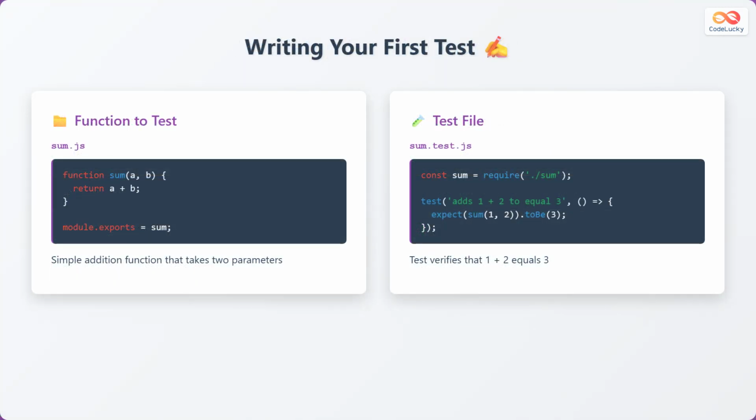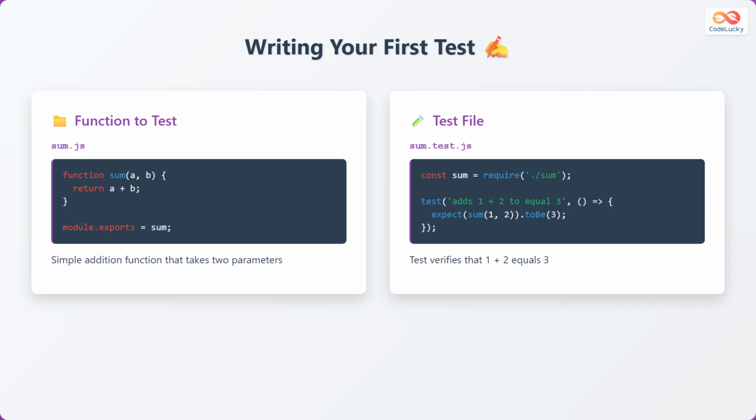Let's create your first Jest test by testing a simple function. Start by creating a function file called sum.js that exports a basic addition function. This function takes two parameters, a and b, and returns their sum using the plus operator. The function is exported using module.exports = sum.